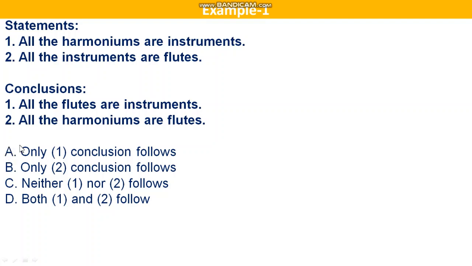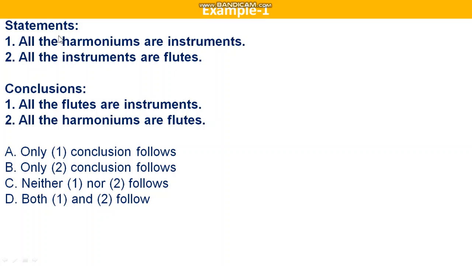You will mark option A if only the first conclusion follows. You will mark option B if the second conclusion follows. If neither conclusion one nor two follows, then option C. But if both conclusions follow, then option D. How to solve this question? The easiest way to solve this question is to construct its Venn diagram.